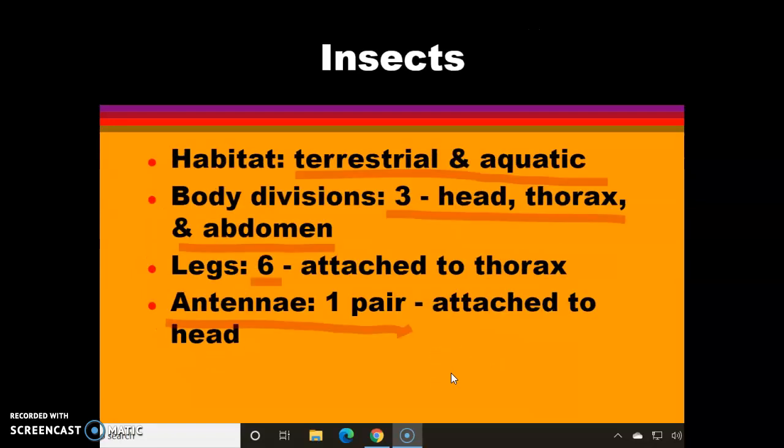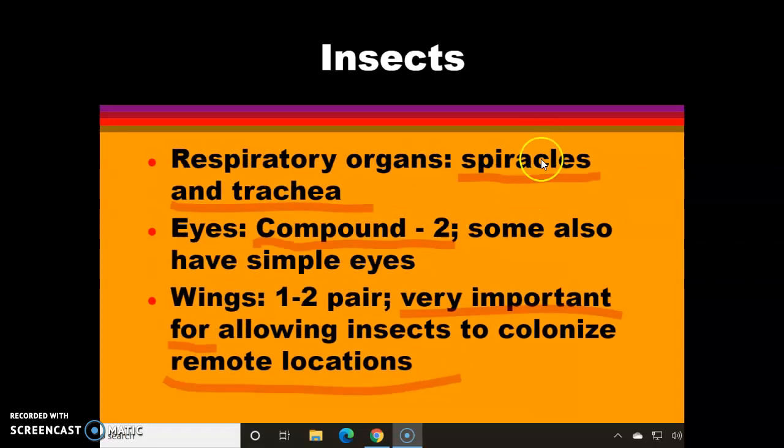Let's talk about insects a moment. The habitat, they're found terrestrial and aquatic. There are 3 body divisions in an insect. They all have 3 body divisions, head, thorax, and abdomen, and they have 6 legs that are attached to the thorax. For respiratory organs, there are the spiracles and trachea.